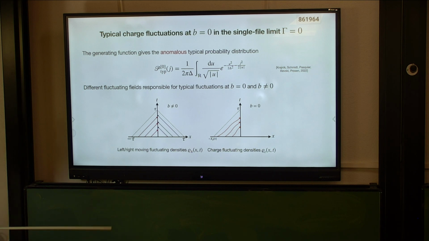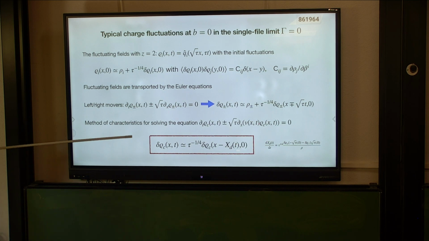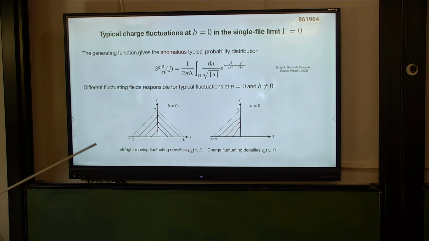And this is completely different from the case where the system is away from half filling. In this case, you can show that the contributing fluctuating densities are the left and the right movers. And they are, like I showed you, transported by this very simple linear equation. And that's why the initial Gaussianity is kept intact in the dynamics, and you end up with a very simple Gaussian profile of this probability distribution, which I haven't written down, but that's what you can get by this kind of argument.